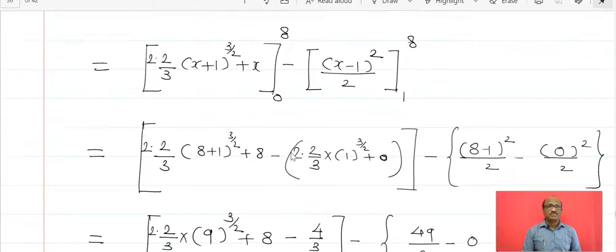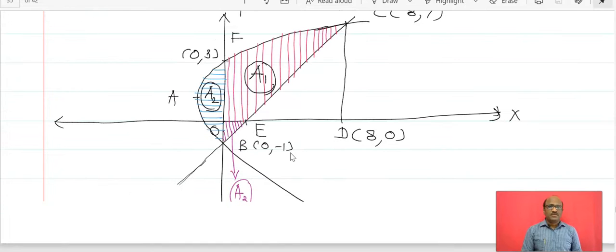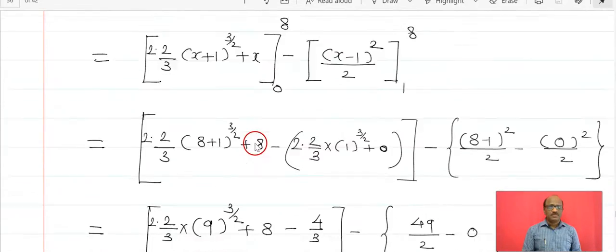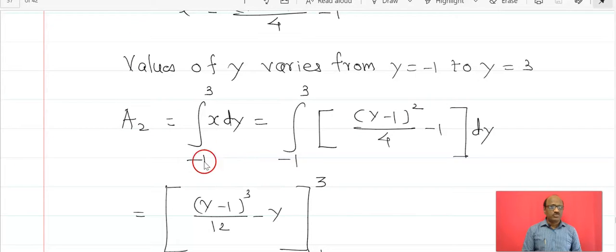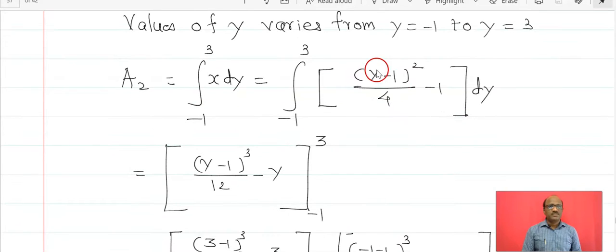Now see this here, we are taking integration, y equals minus 1 to y equals 3. Find out this area. A2, y equals minus 1 to y equals 3. And the value of x is (y minus 1) square upon 4 minus 1. Here you will have its integration, (y minus 1) cube upon 12 minus 1. Lower limit is minus 1, upper limit is 3.